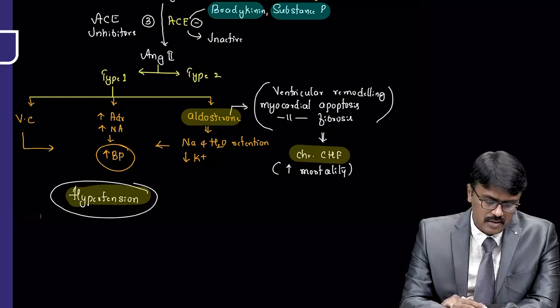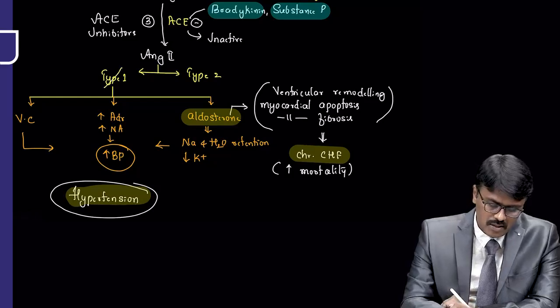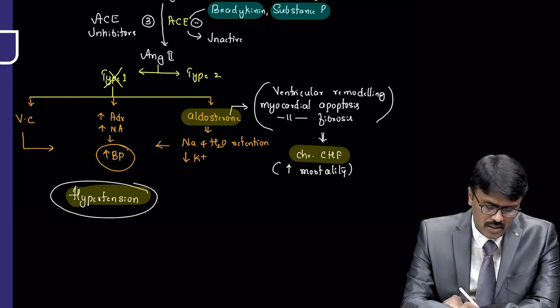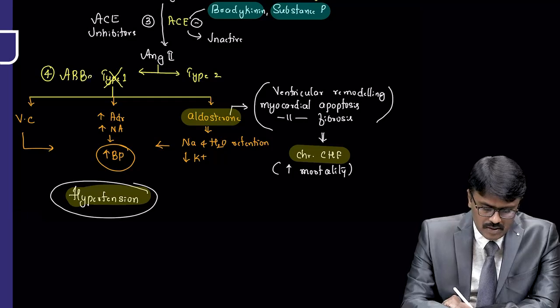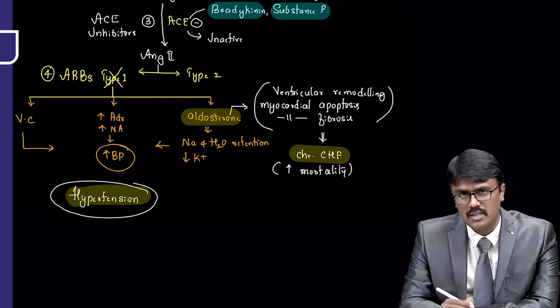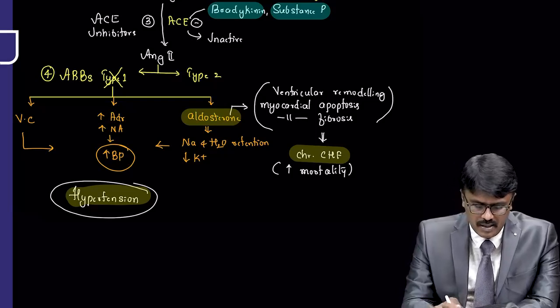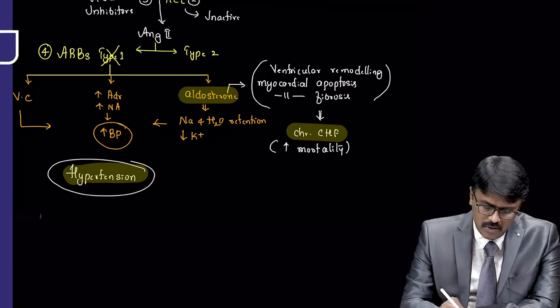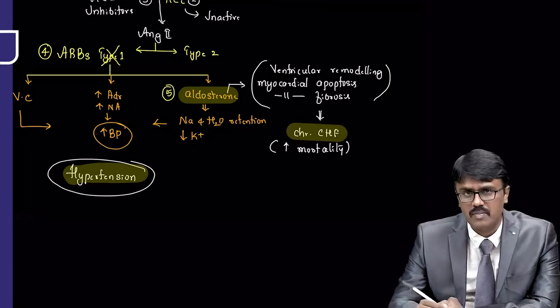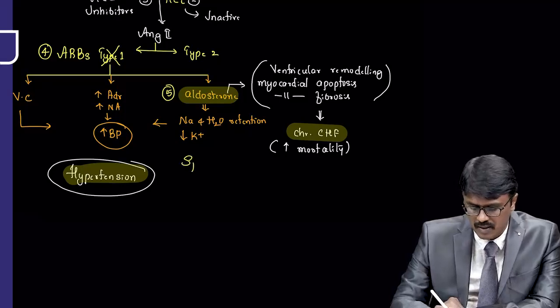The fourth target is to block the angiotensin receptor, particularly type 1. These are called ARBs. ARBs stands for angiotensin receptor blockers, and they mainly block the type 1 receptor. Anything else we can do? Yes, the fifth one is you can block the aldosterone receptor, and you know the drug name, and that is called spironolactone.